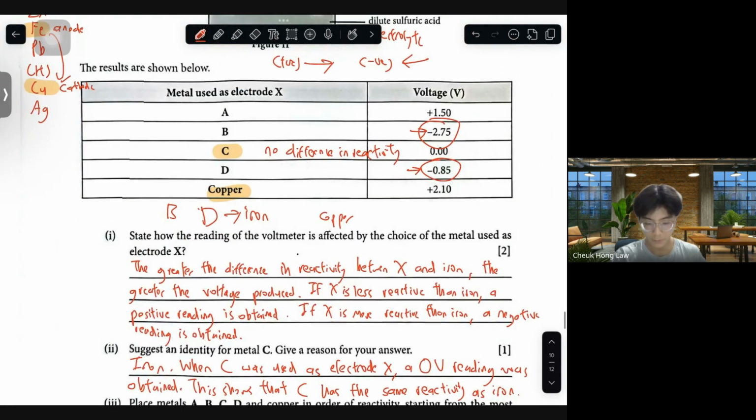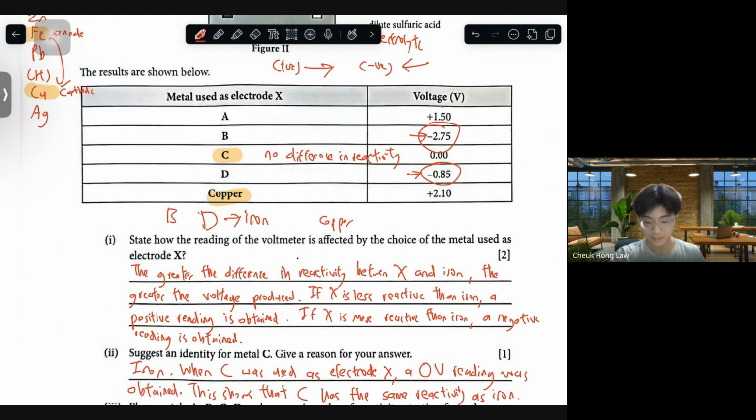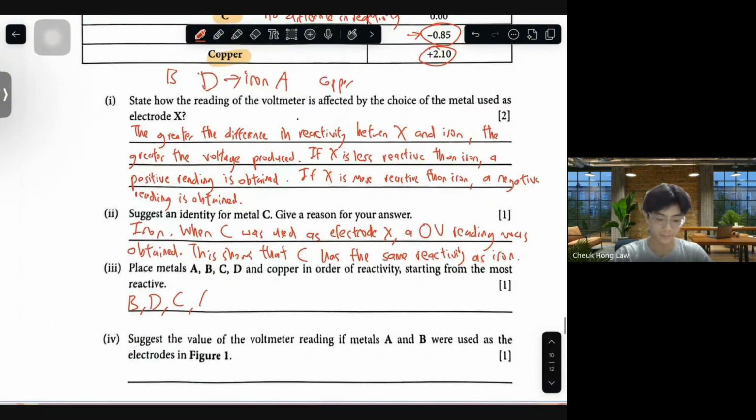Then now we move on to positive readings. The smaller reading will be more reactive, because now we are tightening the gap. So A will be here, and then copper is the least reactive. Somebody asked what zero voltage is. Emmeline answered. Thank you for answering.